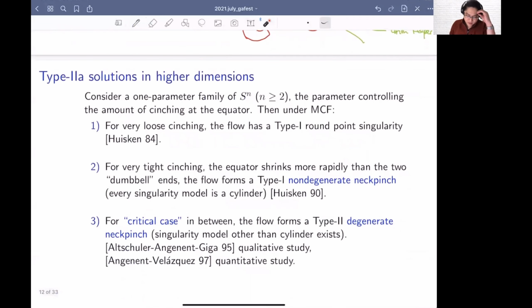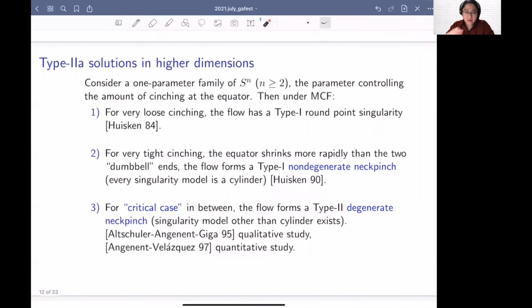Well, for higher dimension, it turns out in the embedded case, there will be type IIa solutions or type IIa singularity. So let me motivate it through the following example. If we consider a family of spheres, then what do we know? If we have loose cinching, so it looks something like this, then by Huisken's classic result, it's going to disappear in finite time in a sort of round fashion. And after blow up, we actually see a round sphere.